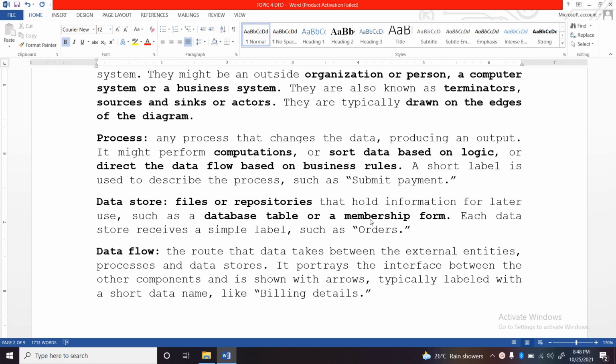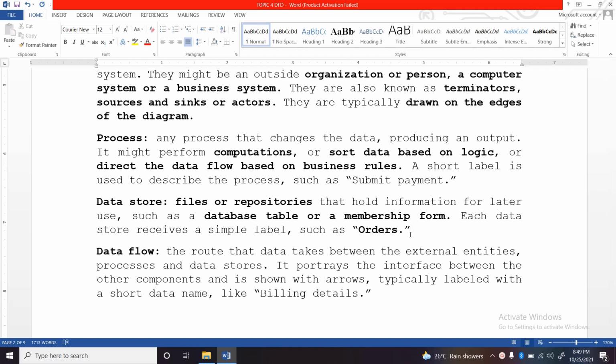Okay, so you are going to include it on data store, and each data store receives a simple label such as orders. So for example, something like that, orders. The orders are being saved on a particular repository, no? So that is under the data store.